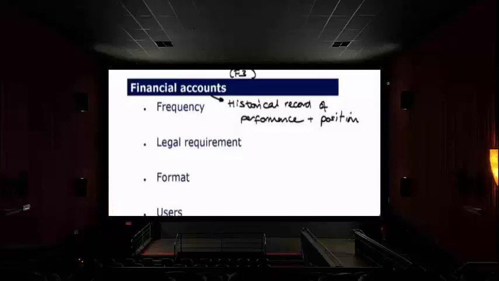So, how often would you need to prepare a historical record of performance and position? And remember, they would be summarised, remember, in your financial statements. So another way of putting the question is, well, how often do you have to prepare financial statements? Well, usually it's annually, once a year. That's the norm for preparing financial statements.